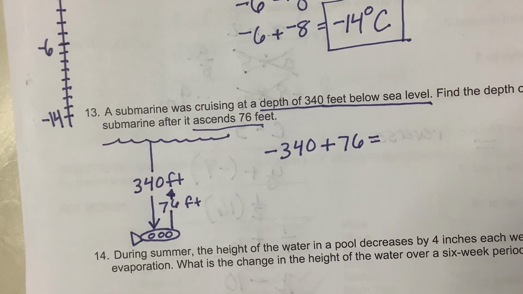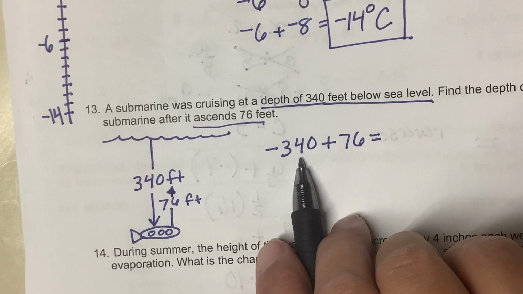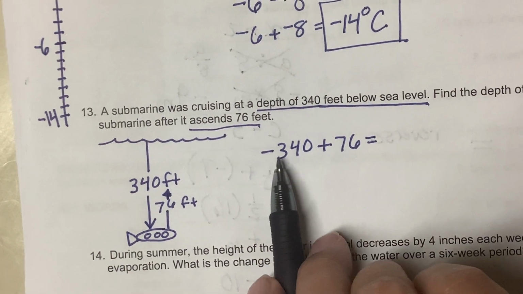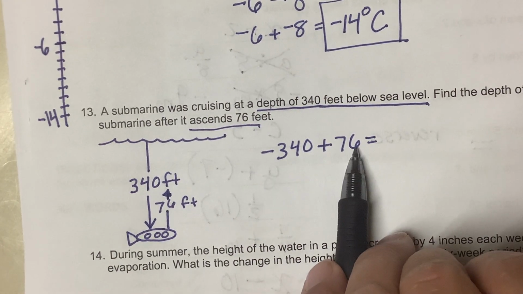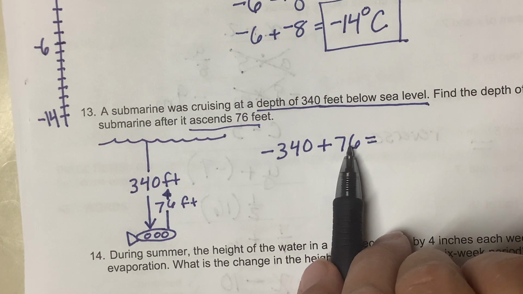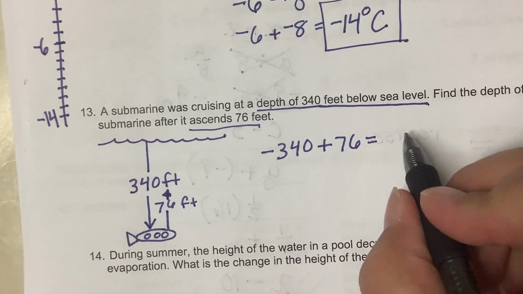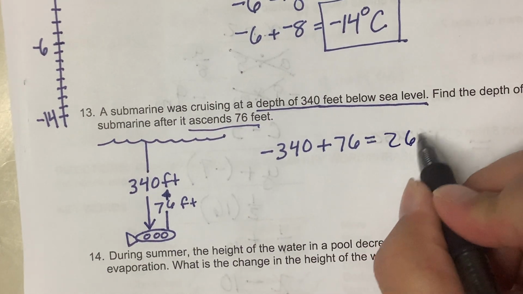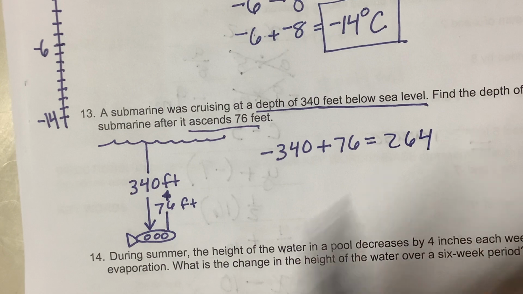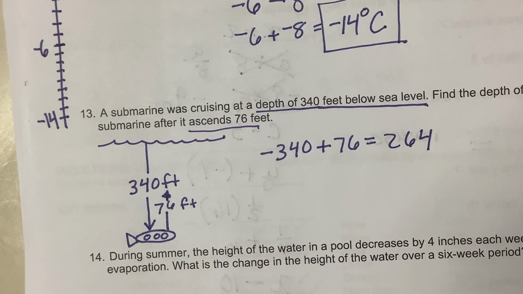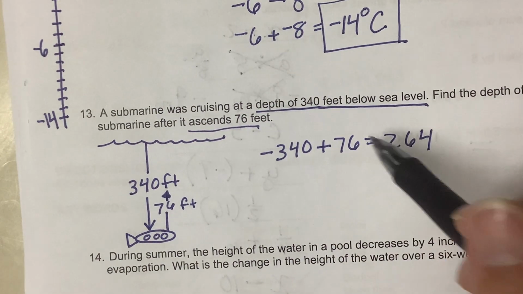Well, let's see. I did not bring my calculator. What could I possibly do? Well, in my head, I'm going to subtract 340 minus 76. So 340 minus 70 is 270. Now I have to minus another 6 to make it 264. Did I do that right? Yes, I did.